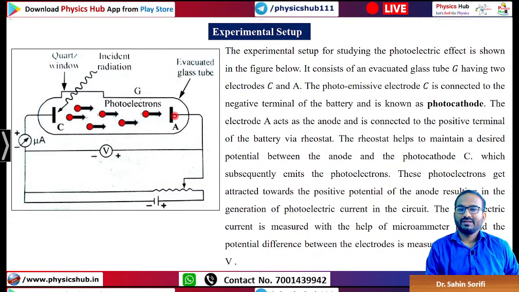The electrode A acts as an anode, and it is connected via a rheostat to the positive potential. The rheostat helps to maintain a desired potential between the cathode and the anode. So electrons will get ejected from the cathode, and the ejected electrons will get attracted towards the anode with the application of this potential difference. And motion of electrons means current, which is known as photocurrent, and the electrons are known as photoelectrons.